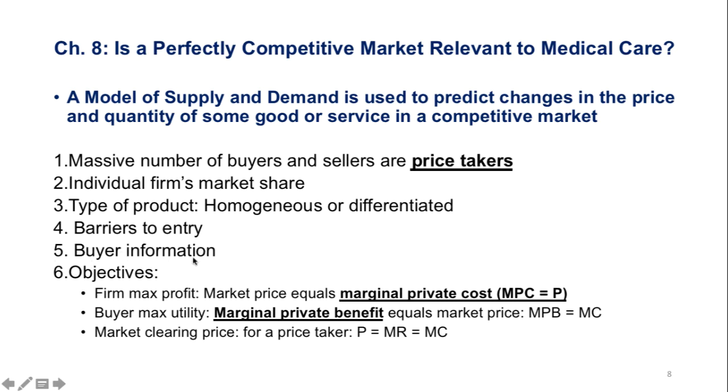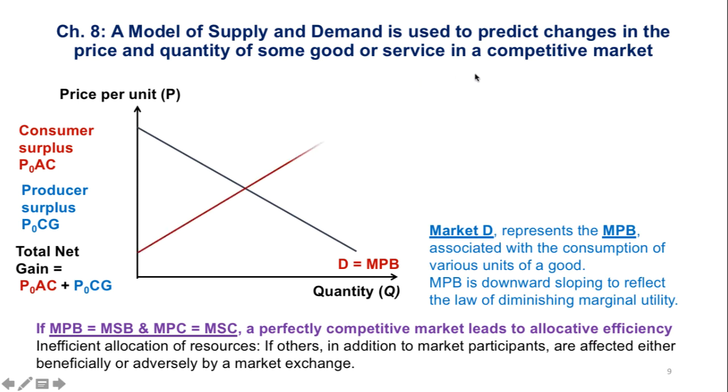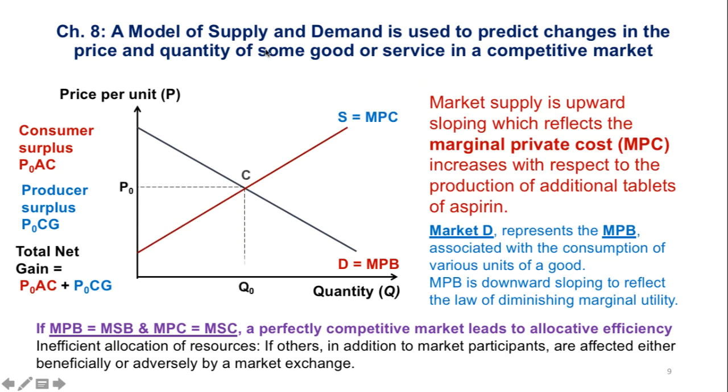Usually the providers have more information about the available treatment and the best treatment for the patient than the patients themselves. Now, you learn about these graphs, which are a model of supply and demand, which we use to predict the changes in the price and quantity of goods and services in a perfectly competitive market.